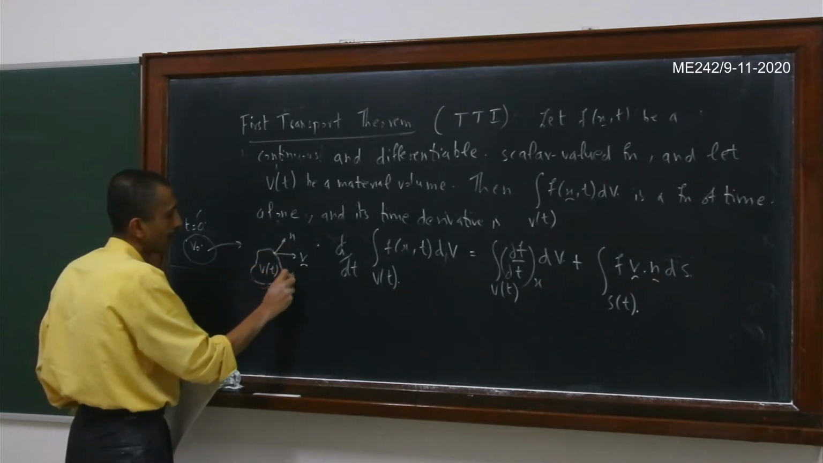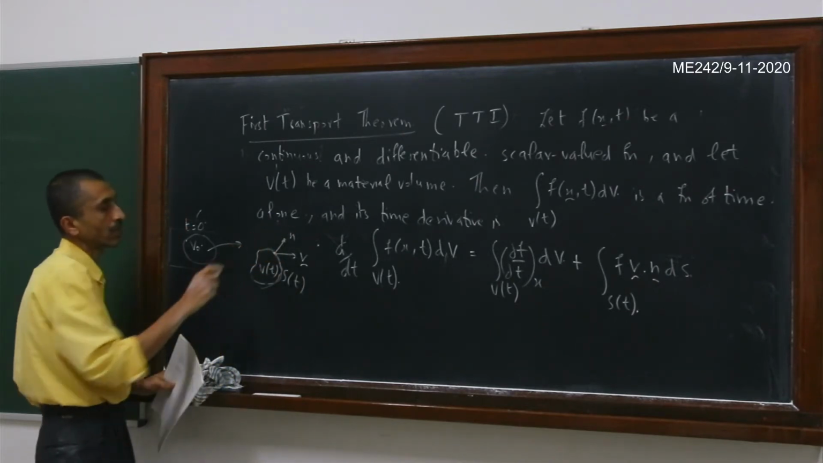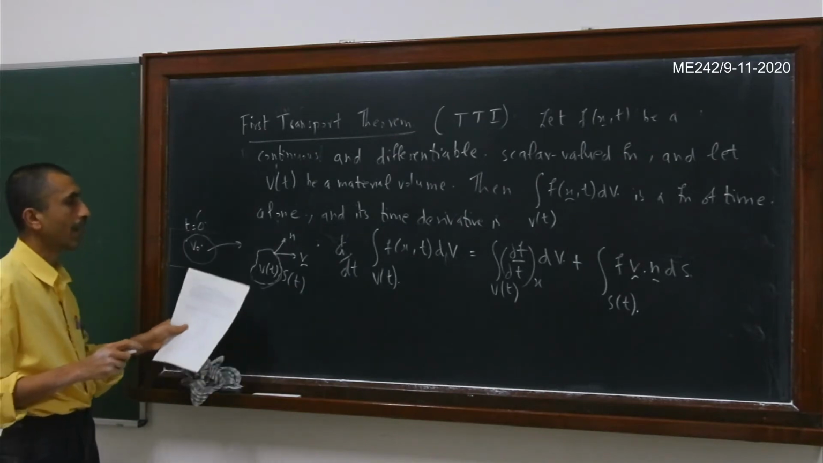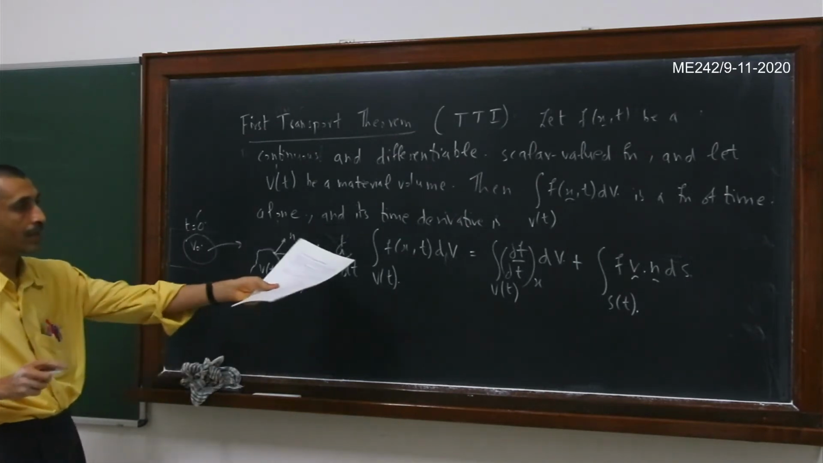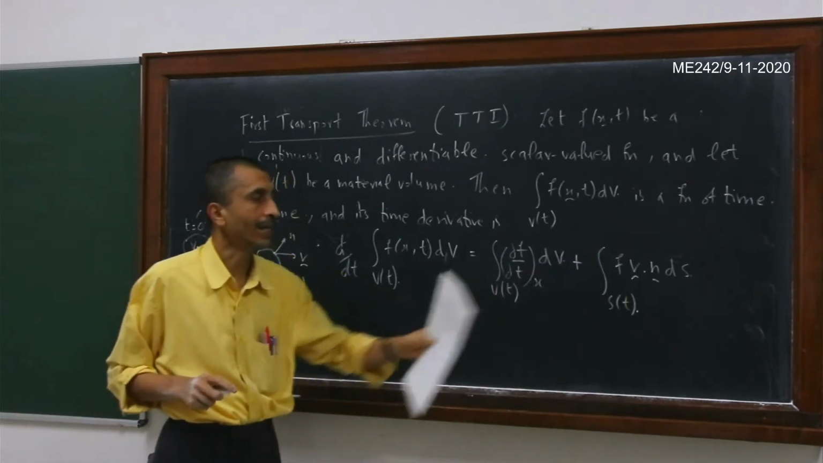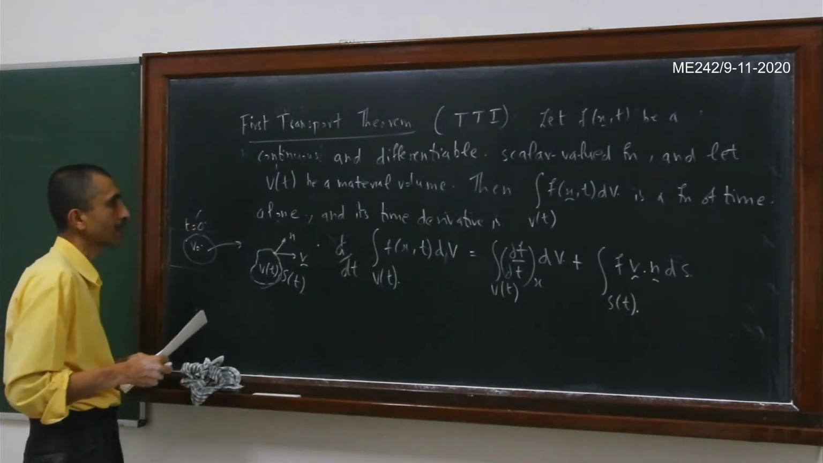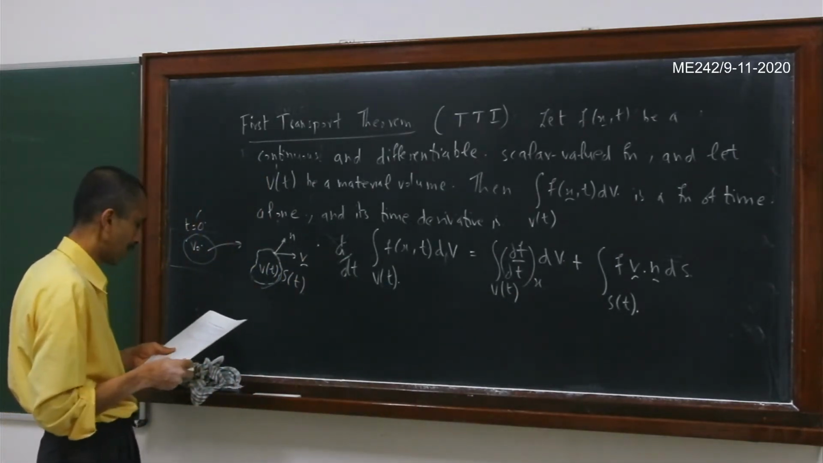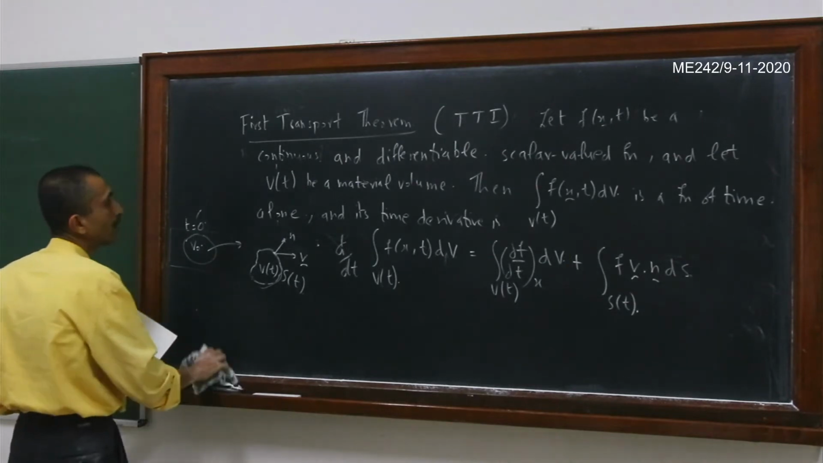So this is your s of t, and then this is your unit normal, and then the velocity. You are taking the dot product of v dot n, multiplying it by f, and then integrating it over the surface d of x. So this is the first transport theorem. Now let us try to prove it.